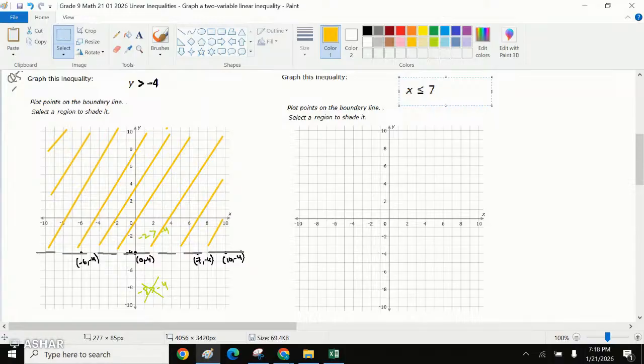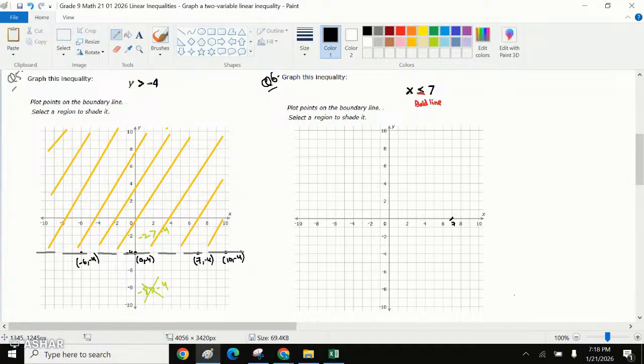Okay, so for question number 6, it says we need to graph the inequality where x is less than or equal to 7, right? So when we see an equal sign, it means it's a bold line. Bold line means it's not a dotted line, right? So let's see where the value of x is equal to 7. Can we find the point where x is 7? X is 7 over here.